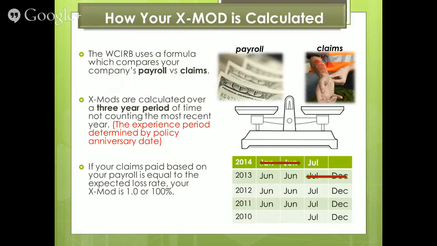If you look at this chart we have here on the right side at the bottom, for instance, if your policy was to renew here in July, they would not look at the past year. So from July of 2013 to current would not be factored in. The 3-year period would be from July of 2010 through 2012, and that's where they would calculate your rate from.